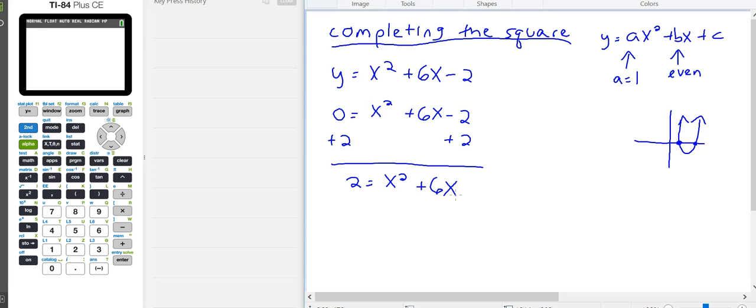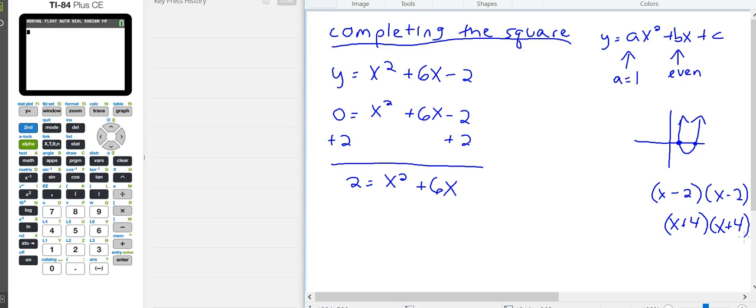A perfect square trinomial is, let's say, x minus 2 times x minus 2, or x plus 4 times x plus 4. When we FOIL these out, we're going to get some trinomial. A perfect square trinomial means it's comprised of 2 of the same factors, like x minus 2 times x minus 2, or x plus 4 times x plus 4.